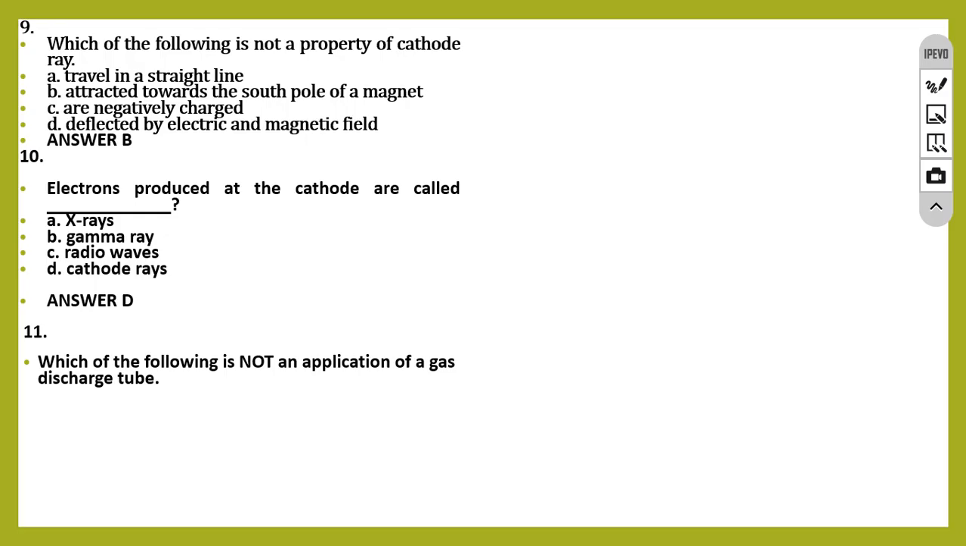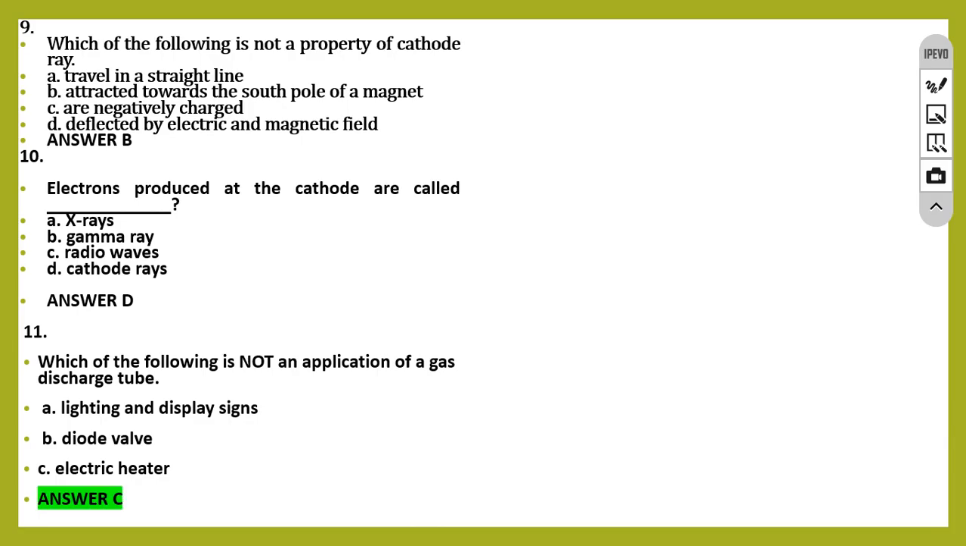Example 11. Which of the following is not an application of a gas discharge tube? A. Lightning and display signs, B. Diode valve, C. Electric heater. The correct option is C. Electric heater.